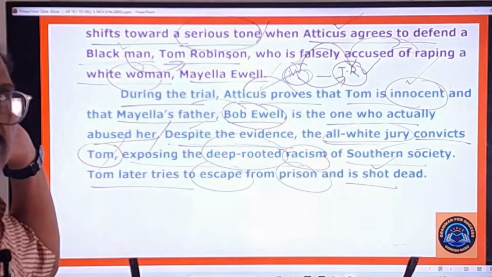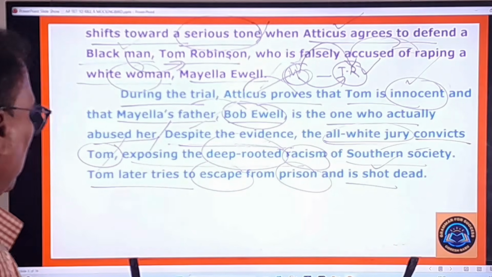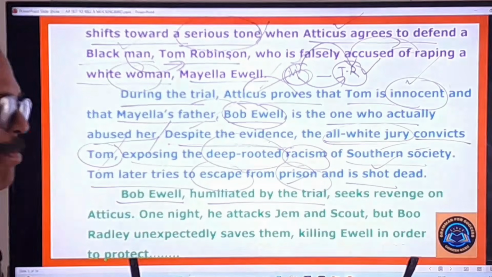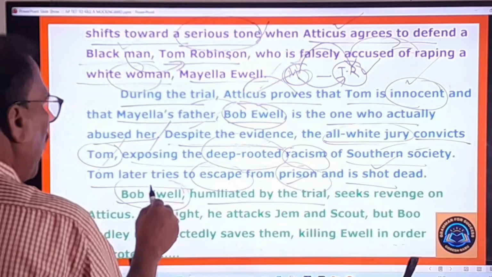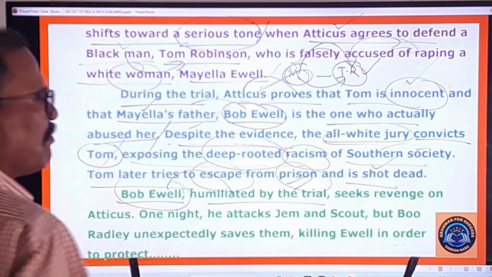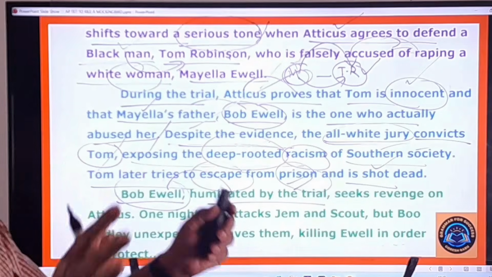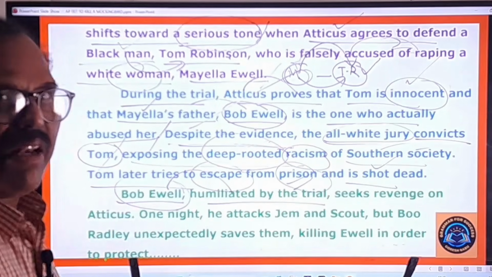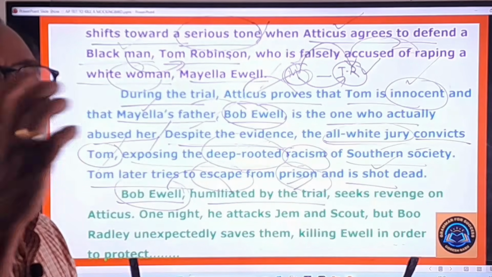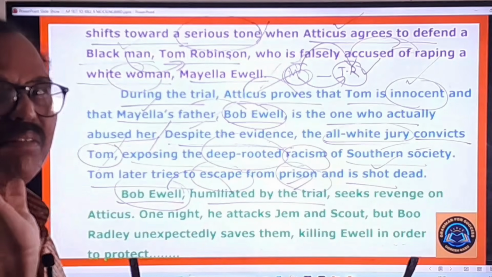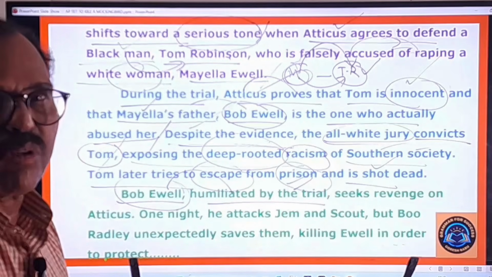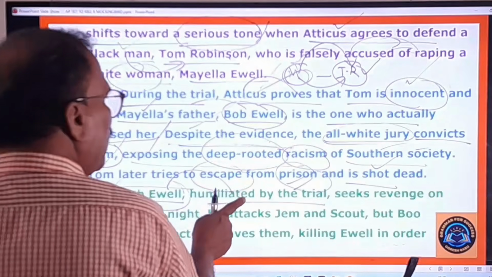The story was over. And now what happened? Let us see that here. Bob Ewell, father of Mayella, humiliated and insulted by the trial. During the trial, it was clearly proved that this Bob Ewell had concocted or fabricated the story that Tom Robinson raped his daughter. So it was made clear to the judges in the court. That's why he was very much humiliated by the trial.